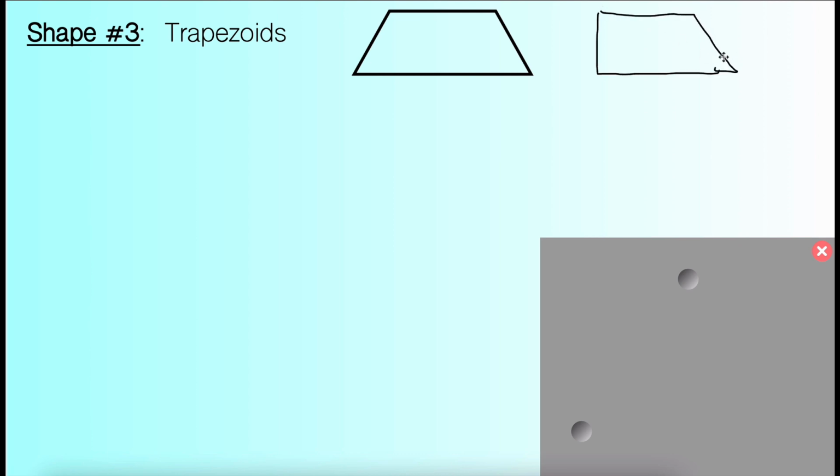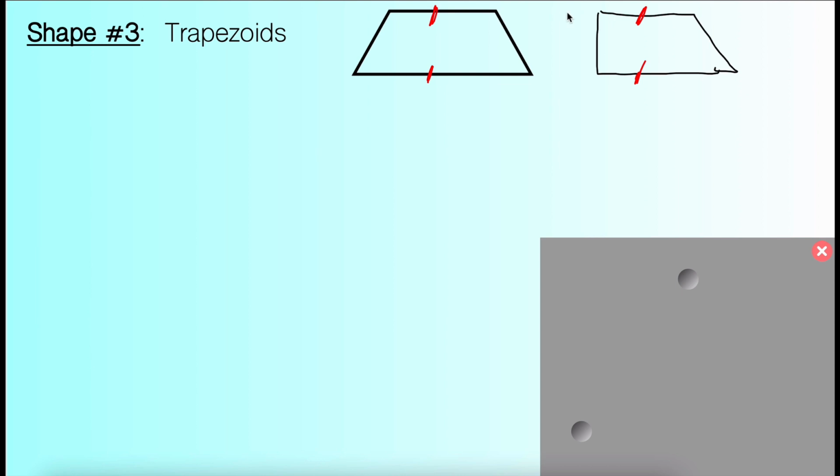What makes a trapezoid is that it is a quadrilateral, so a four-sided figure that has one and only one pair of parallel sides. So in this trapezoid, this side and this side are parallel to one another. They run parallel, but the other sides do not. One pair of parallel sides and it's a quadrilateral, that's a trapezoid. In this figure, this side and this side are parallel to one another. The other two sides are not. That makes this a trapezoid. Four-sided figure with one pair of parallel sides.